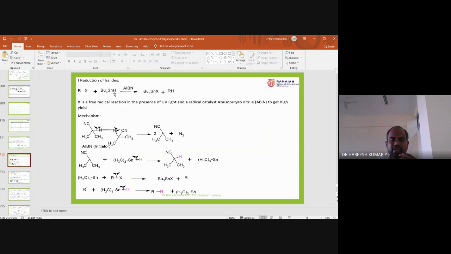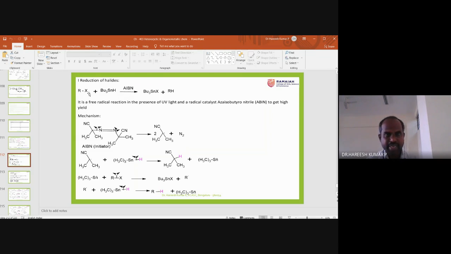It's a reducing agent. It will act as a source of H minus, hydride. But actually here we are not talking about H minus, because it follows a free radical reaction. So what is AIBN? AIBN is called azaisobutyronitrile. Azaisobutyronitrile is a radical initiator, just like peroxide is a radical initiator.